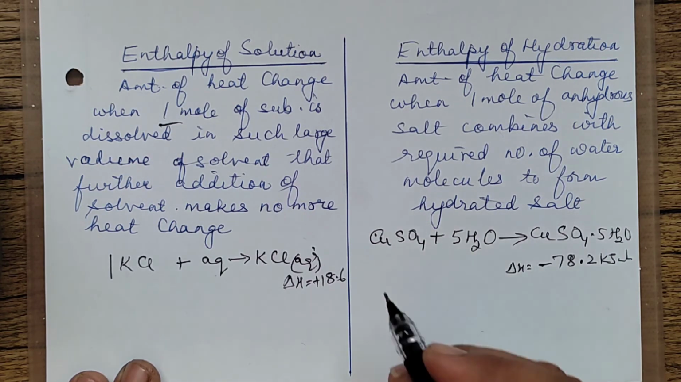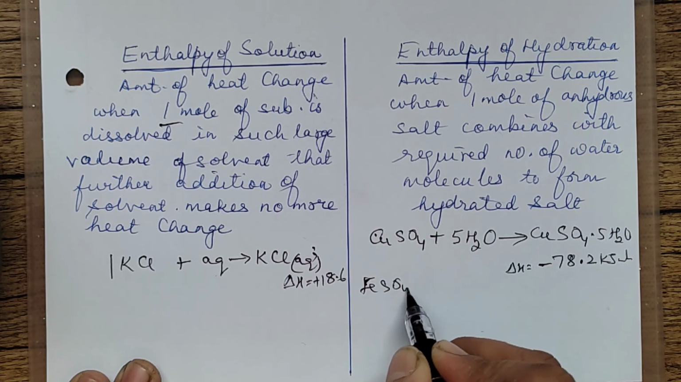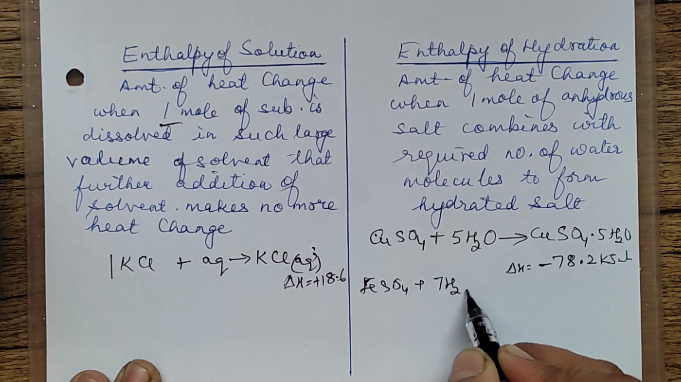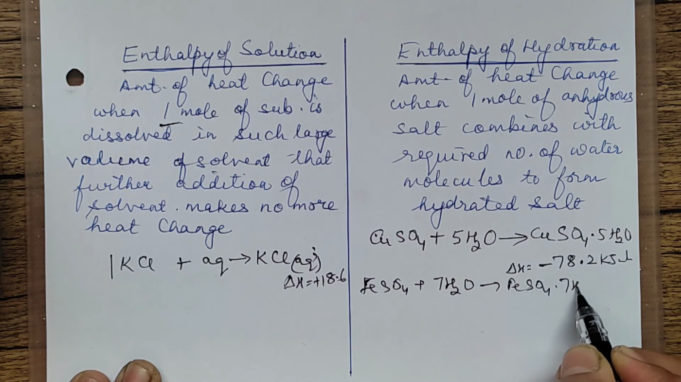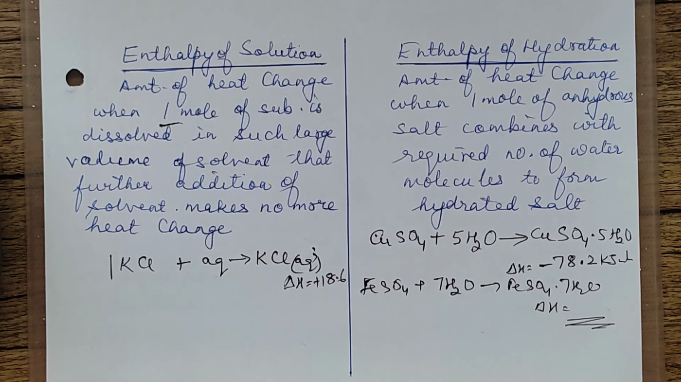If you are taking anhydrous ferrous sulfate and you add 7 water molecules to form hydrated ferrous sulfate, what is the heat change taking place? That will be called the enthalpy of hydration for ferrous sulfate. That varies depending upon what compound you are taking, what type of salt you have taken. Okay, this was enthalpy of hydration. So this is the 5th one we have done: enthalpy of combustion, formation, neutralization, solution, hydration.